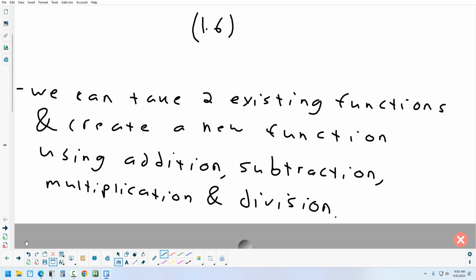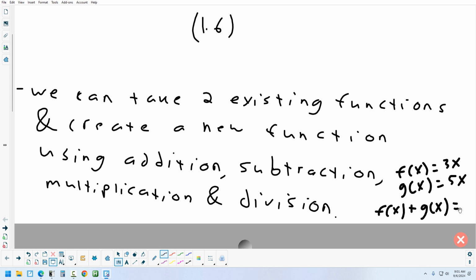The first way we're going to take two functions and create new ones is literally just add, subtract, multiply, and divide them. As a simple example, if you had f of x equals 3x, g of x equals 5x, and I said create a new function by adding them together, well, f of x plus g of x would equal what in this case? Yeah, 8x. So there's a new function. I don't know what we want to call it, we'll just call it y equals 8x.